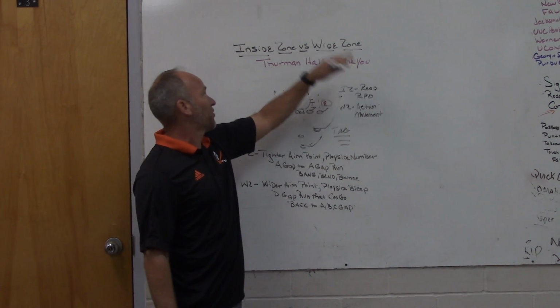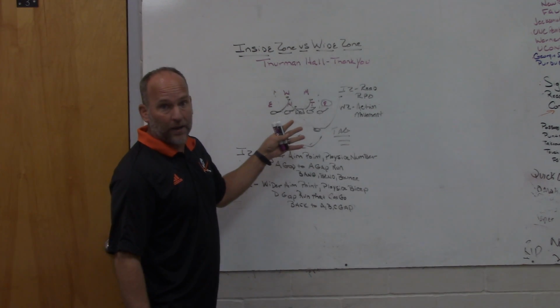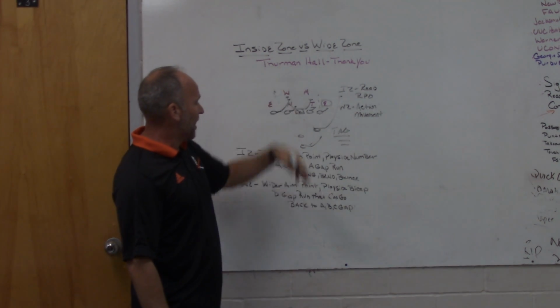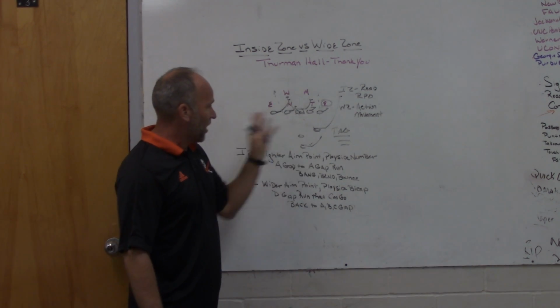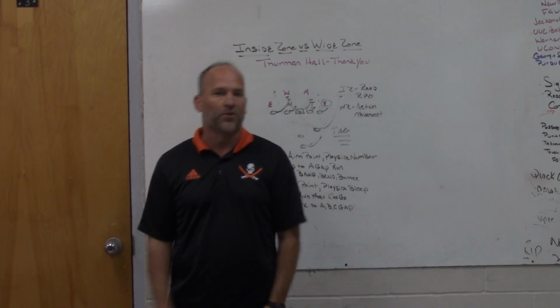Thurman Hall asked the question, what would the difference between inside zone and wide zone be? That would be, in a nutshell, the difference to me. Inside zone is much tighter, an A-gap to A-gap run. Wide zone is wider. Offensive linemen are going to have a little bit different aiming points, and we're trying to do some slightly different things with those runs.